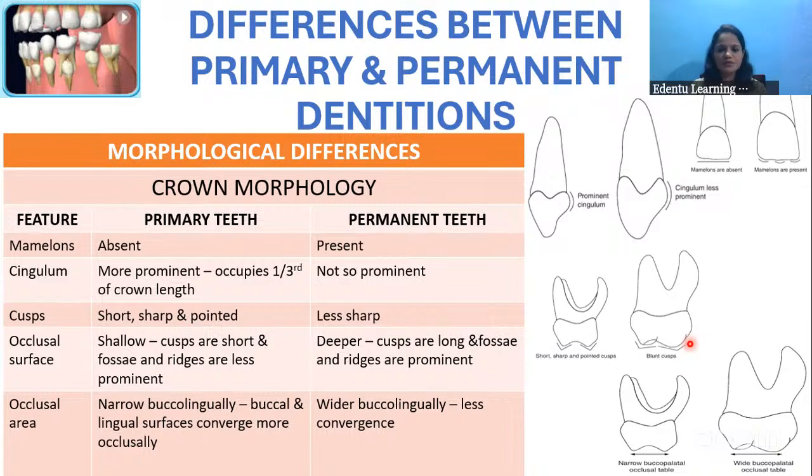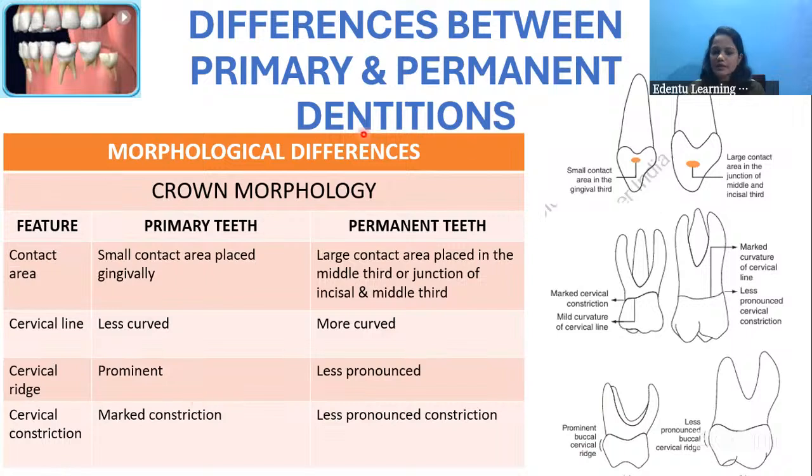So that's the main difference between the primary and the permanent teeth. If you look at the occlusal area also, the buccal and lingual surfaces converge more. Because of the greater convergence, the occlusal area seen in the primary teeth is very narrow. Not much occlusal surface will be there because the convergence is more. Whereas in the permanent teeth, not much convergence is seen, so the occlusal surface area will be very prominent and very wide also. You can see it from here: a narrow occlusal table in the primary, whereas a very wide occlusal table is seen in the permanent tooth.